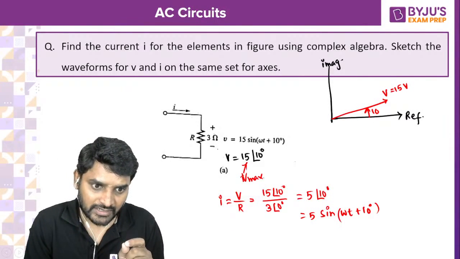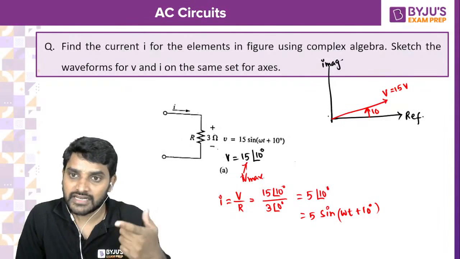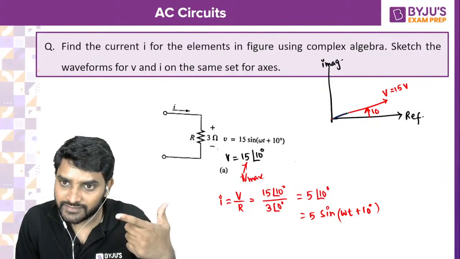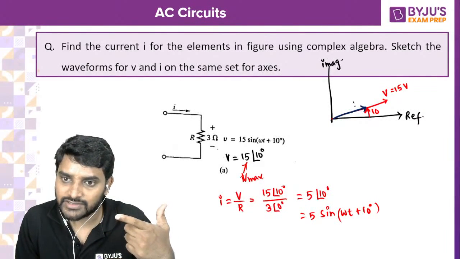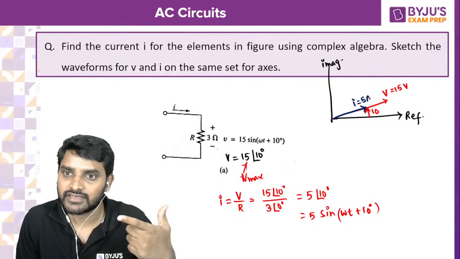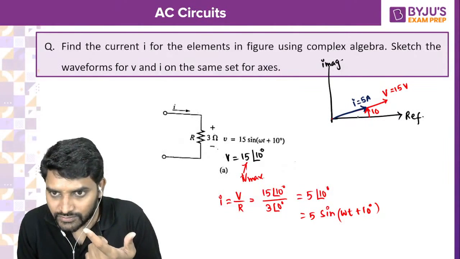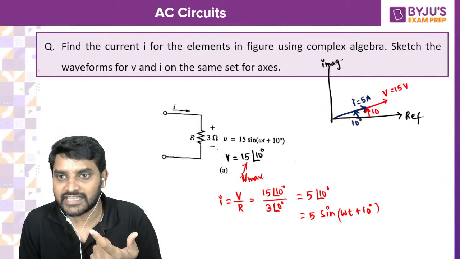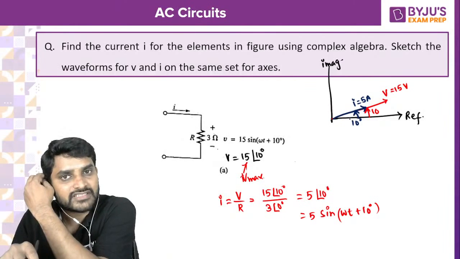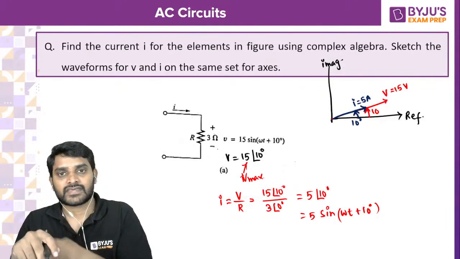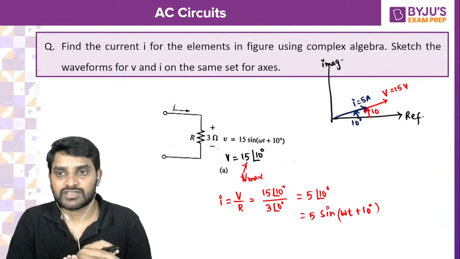So where will be our current phasor? Now the current phasor will be in phase with the voltage, and its magnitude is just 5 amperes. Voltage and current are in phase. From the reference, the current phasor also should be at 10 degrees. Okay. So this is how the phasor domain exists.